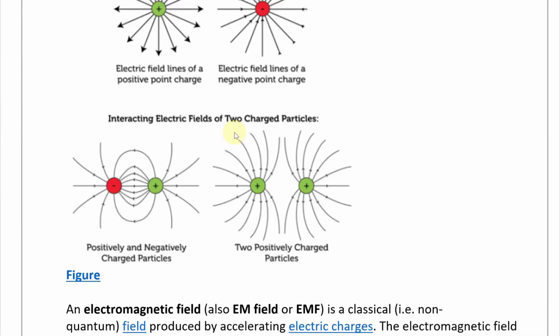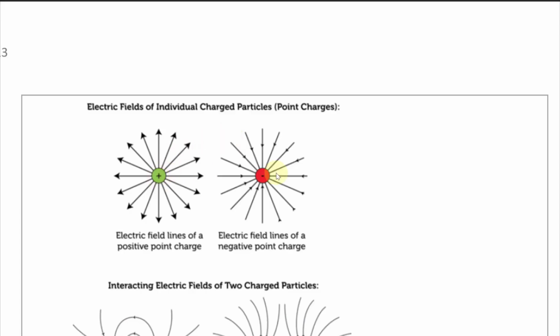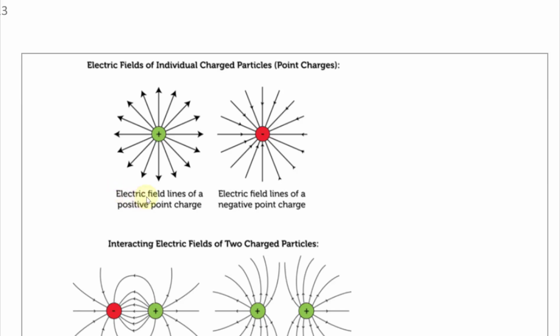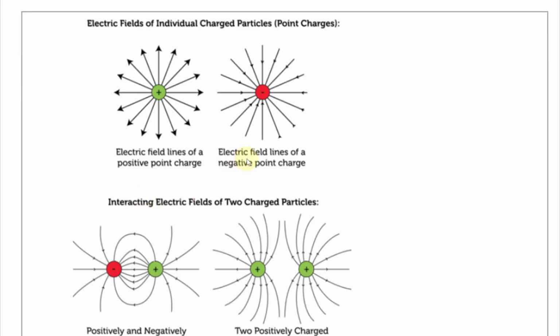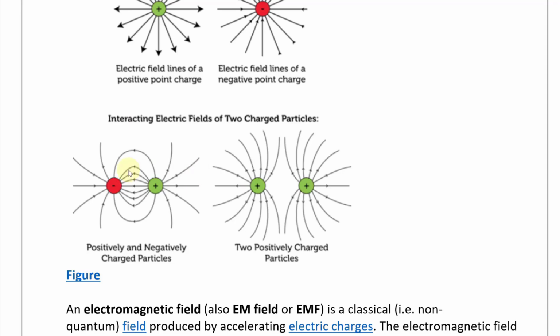And here's an illustration of electric charges and the corresponding field. So in this case, electric fields of individual charged particles or point charges. So you have plus, and by convention, the field points away from a plus charge and then towards a negative charge, like that. So electric field lines of a positive point charge, electric field lines of a negative point charge.